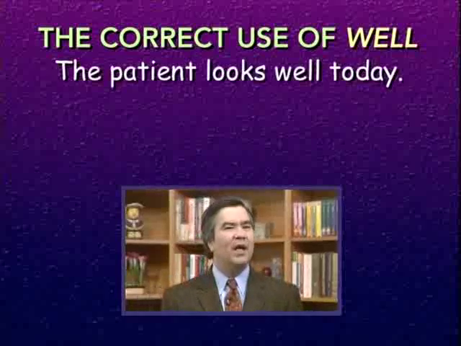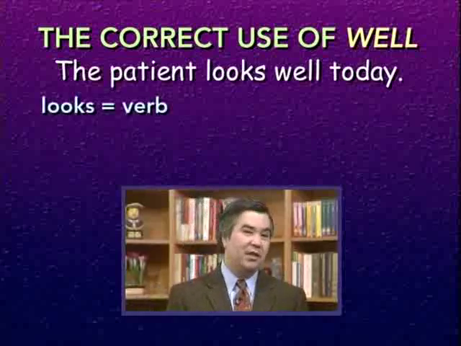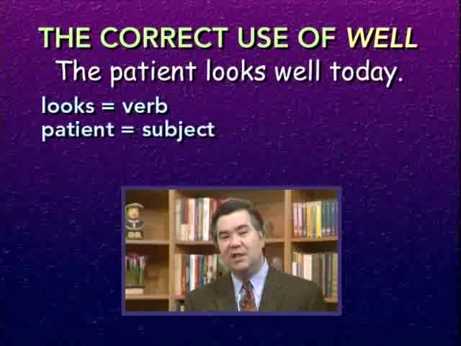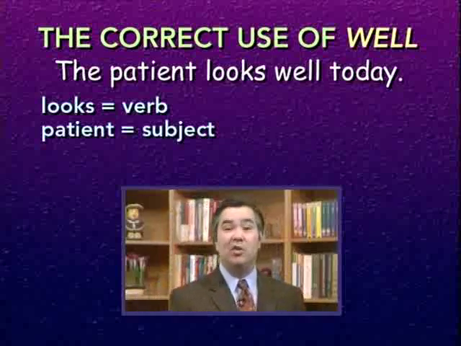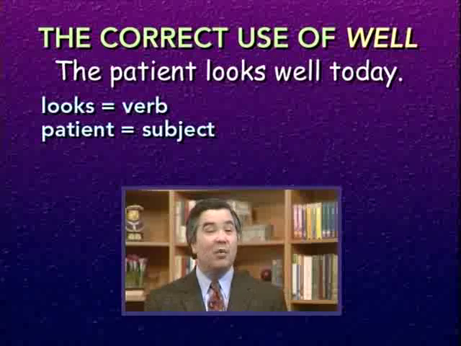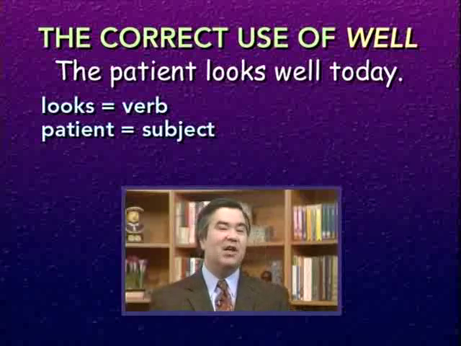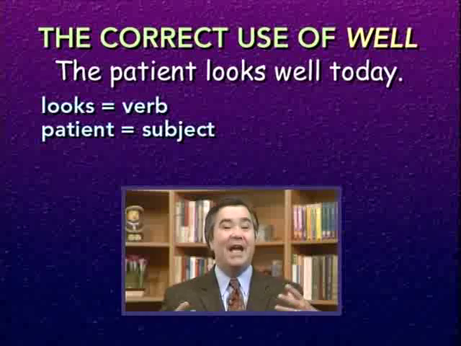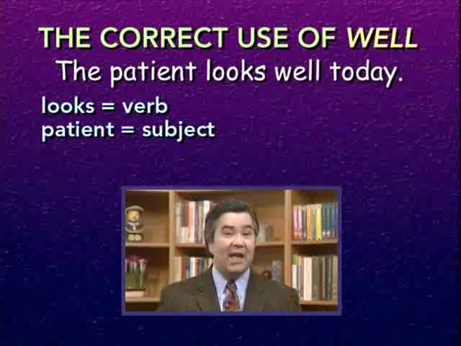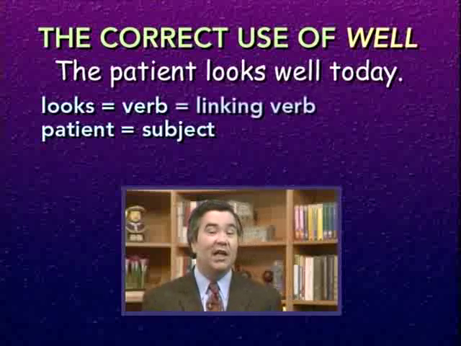Here are some examples of the correct way to use the word well. The patient looks well today. What's the verb in this sentence? Looks. The subject, patient. Now, is looks in this sentence an action verb or a linking verb? Is it describing something that the patient is doing or something that the patient is? Well, if you think about it, this sentence is really describing something that the patient is.